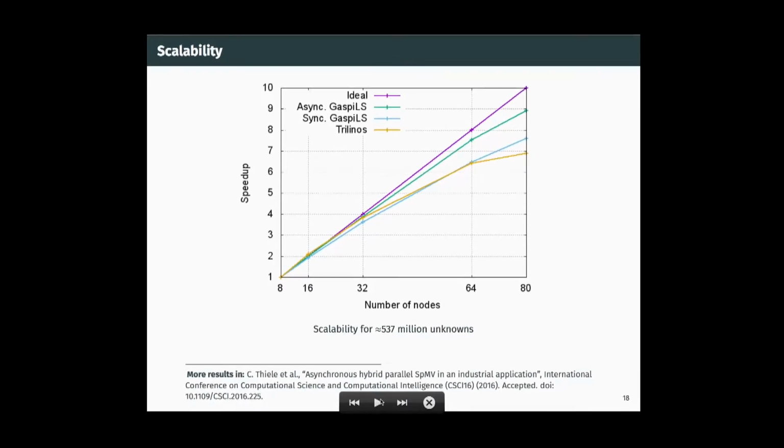The yellow line is Trilinos. We included it here because it's one of the few hybrid parallel packages out there, and it's what we use in our simulation. As you can see, it does not scale that nicely in this experiment, but that is because the hybrid parallel implementation within Trilinos is in its early stages of development, so there will be quite some improvement in the near future, I believe. They are aware of these issues and they want to introduce asynchronicity as well.